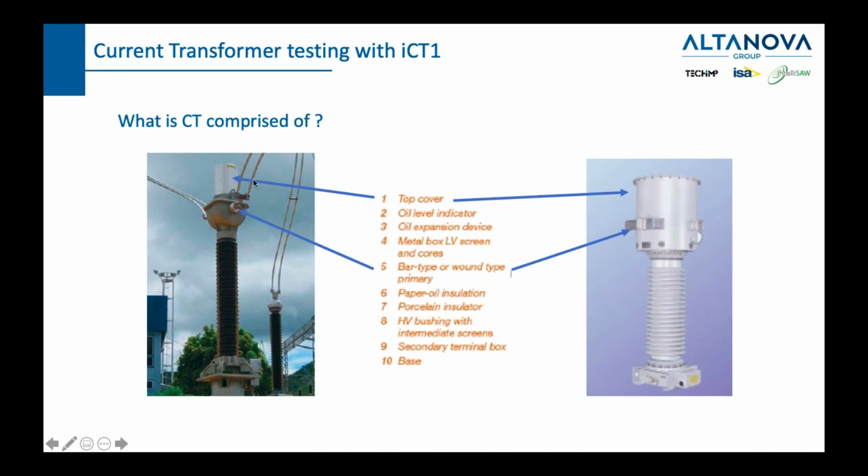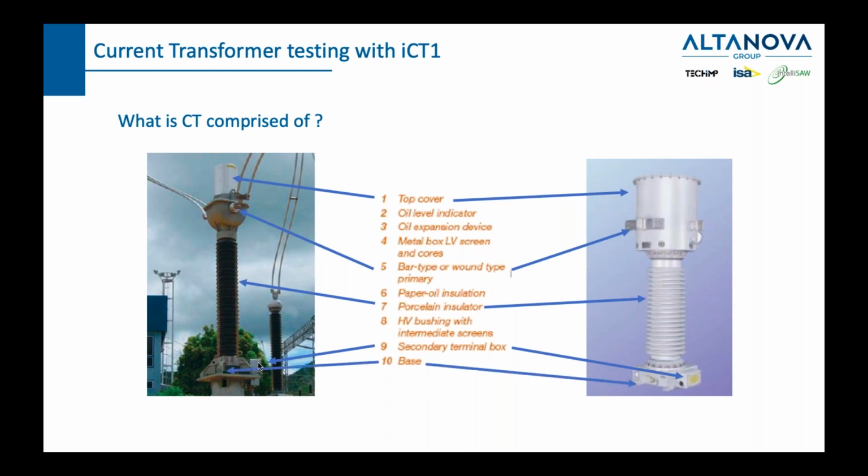You can see the line is connected here, and inside we probably have only one winding. And then we have the porcelain insulator, which can also be a silicon insulator. We have the secondary terminal box where we connect the relays and the energy meters, and of course the base. So this is what your high voltage CT would look like.